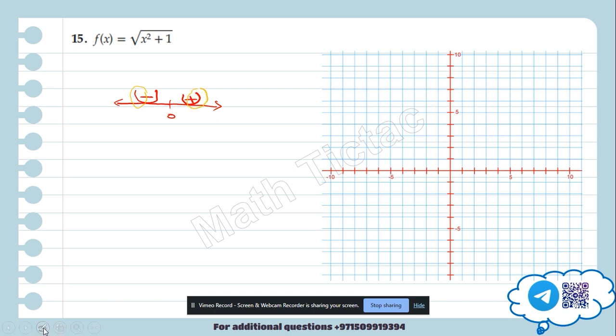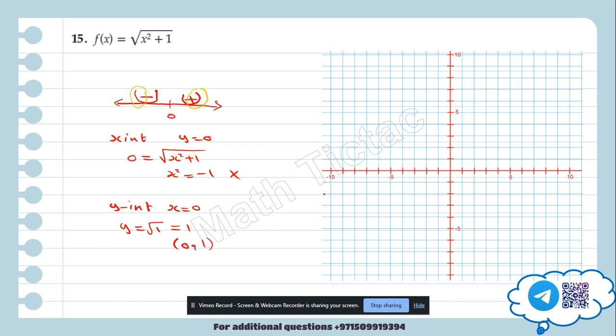Okay, so let's find x and y intercepts. So x intercept, this is at y equal to 0. So at y equal to 0 equal to square root of x squared plus 1. Okay, this is going to give me x squared equal to minus 1, which is an undefined value. But what about y-intercept? At x equal to 0, so we have to substitute this, so y is equal to square root of 0 plus 1, which is square root of 1, which is equal to 1. So I have 0 and 1 as y-intercept.